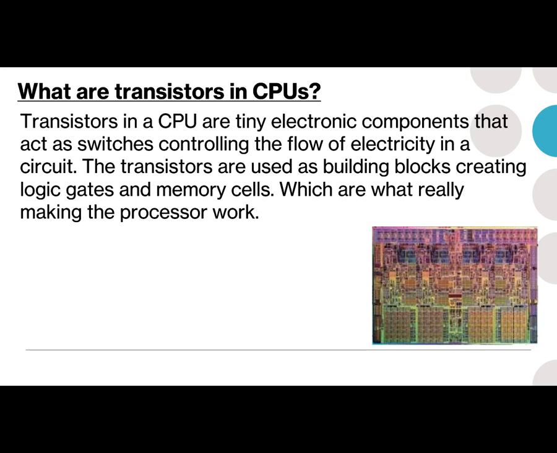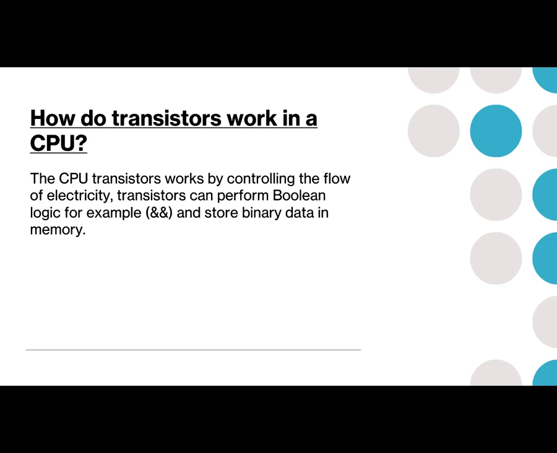Transistors in a CPU are tiny electronic components that act as switches, controlling the flow of electricity in a circuit. The transistors are used as building blocks, creating logic gates and memory cells, which are what really make the processor work. How do transistors work in a CPU? The CPU transistors work by controlling the flow of electricity. Transistors can perform Boolean logic, for example, and can store binary data in memory.